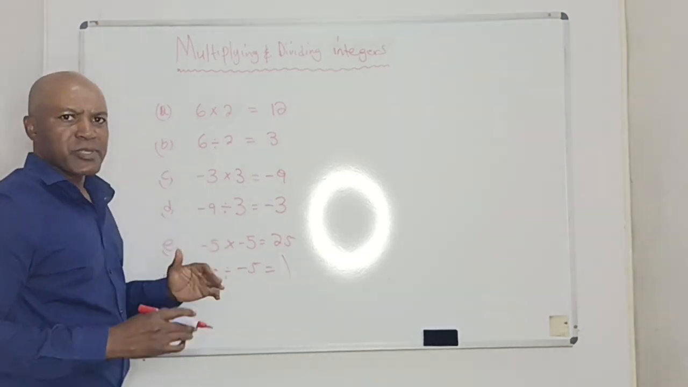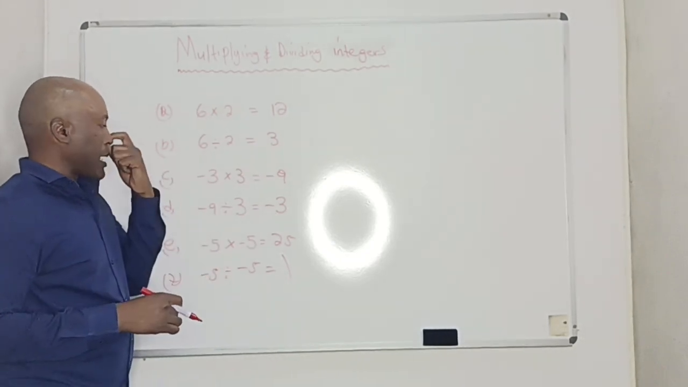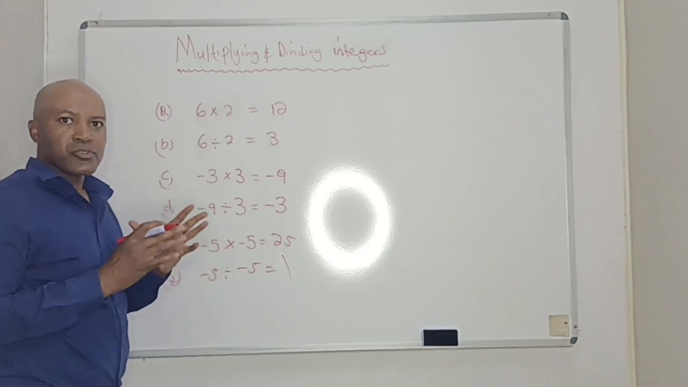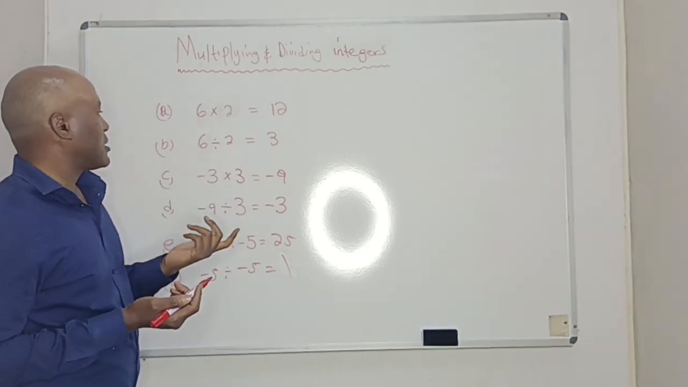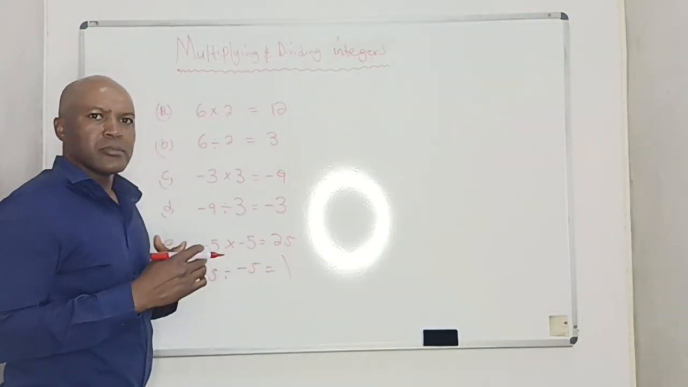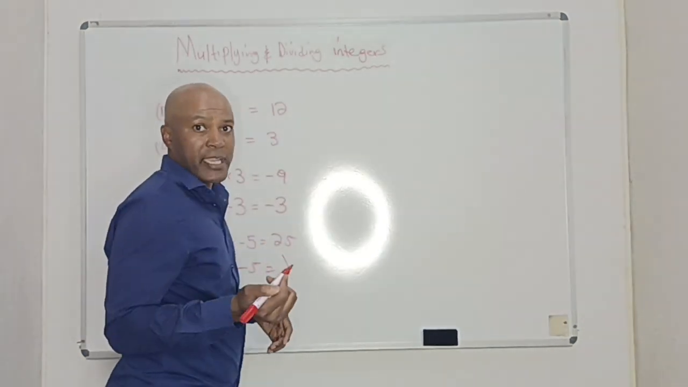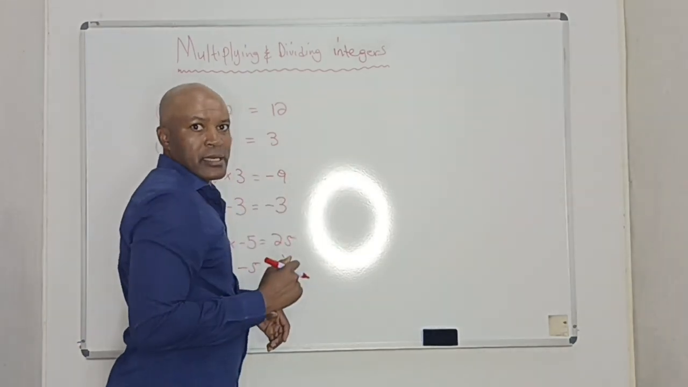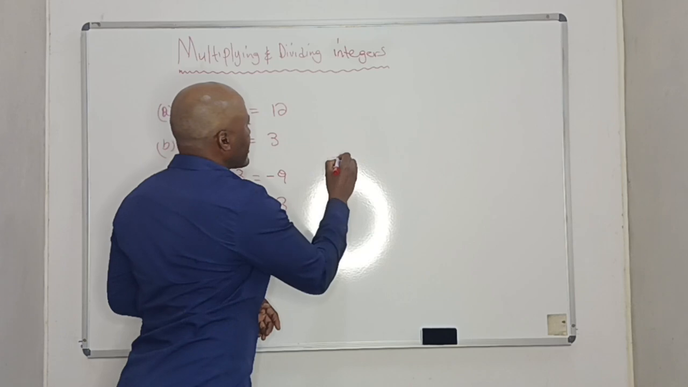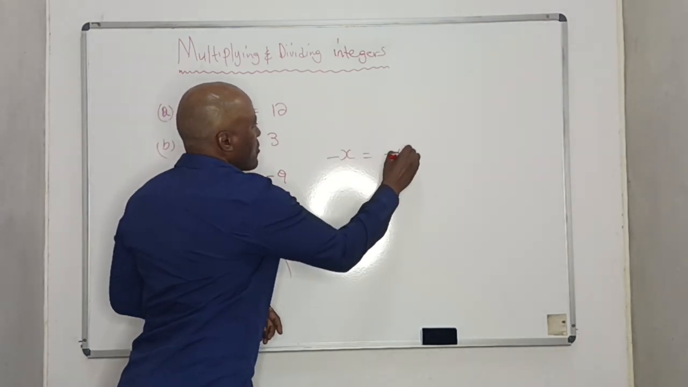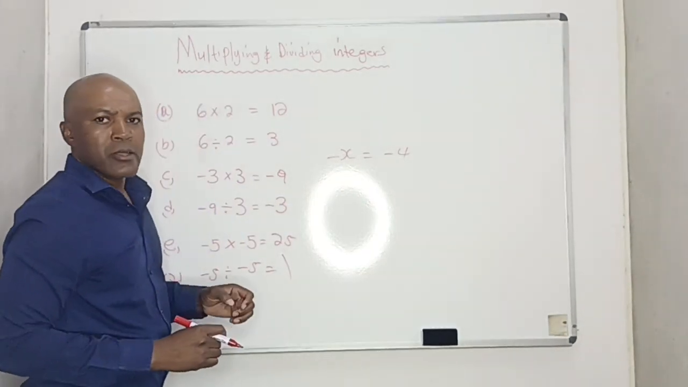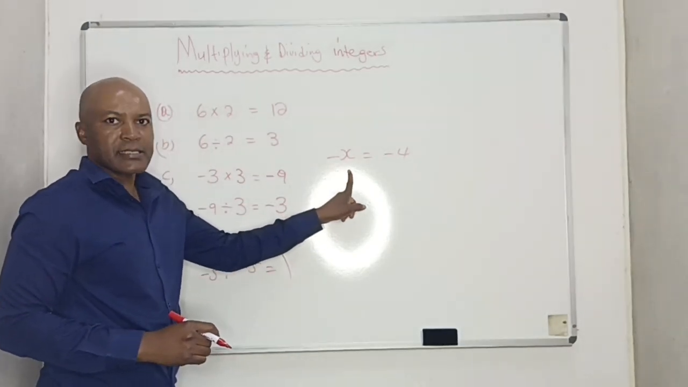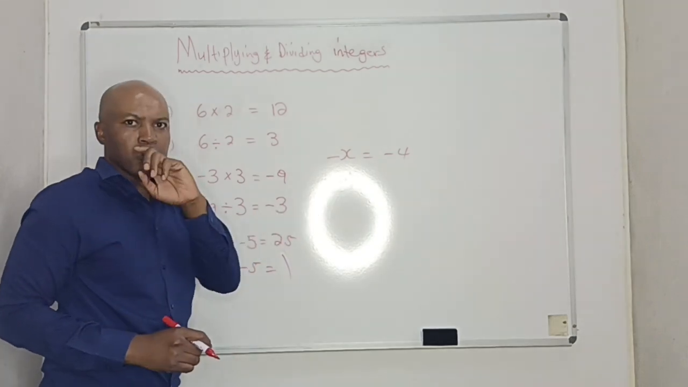Why are we doing this? Because I said to you that these are basics. You ought to know them. For example, let's say you are calculating the value of x, and you calculate along, and somewhere you find that negative x is equal to negative 4, right? And you were asked to calculate the what? The value of x, not negative x. Then what are you going to do?